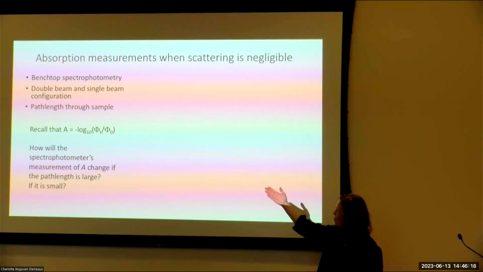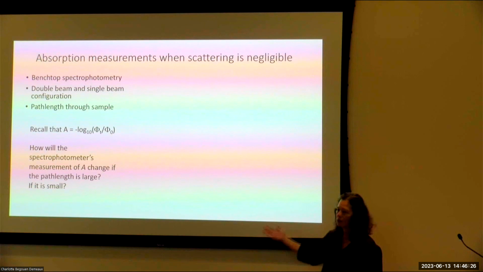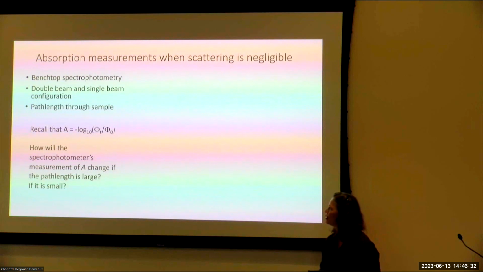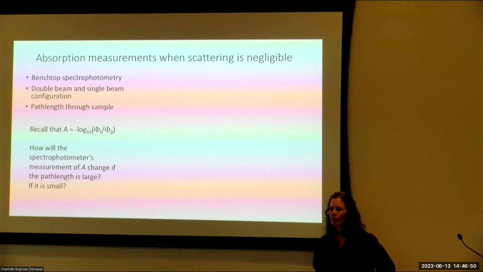So remember that we've got this path length dependence for absorption in the formula. Absorbance doesn't have r in there. So how will the spectrophotometer's measured absorbance change as path length gets longer? You have a light path through the sample go through 10 centimeters of sample instead of 1 centimeter. How would the absorbance change? Absorbance, yeah, just the raw thing that comes out of the spectrophotometer.